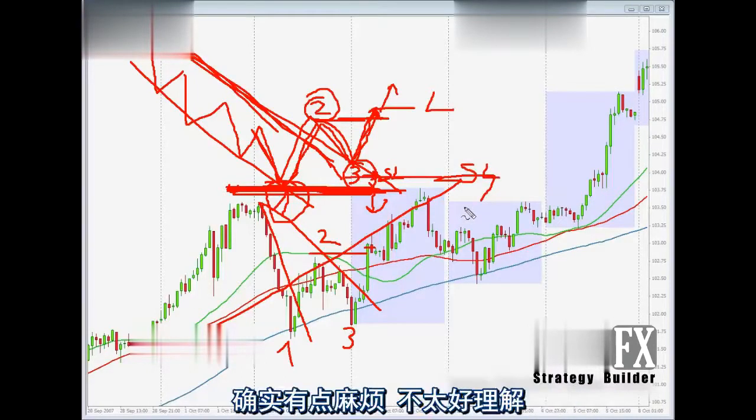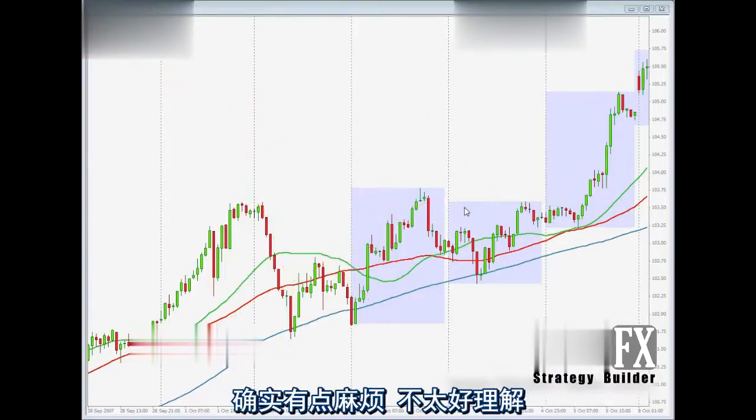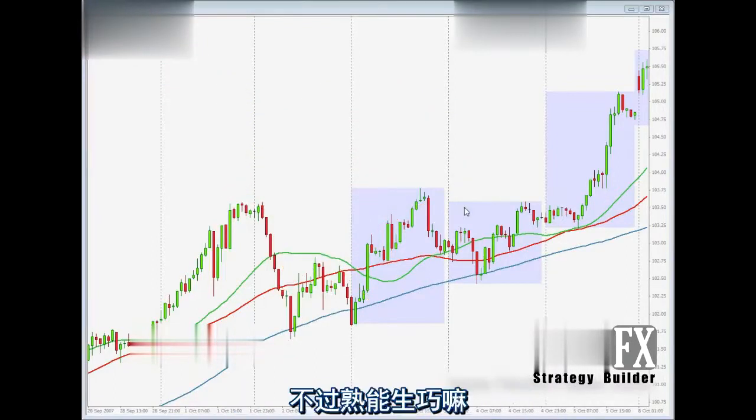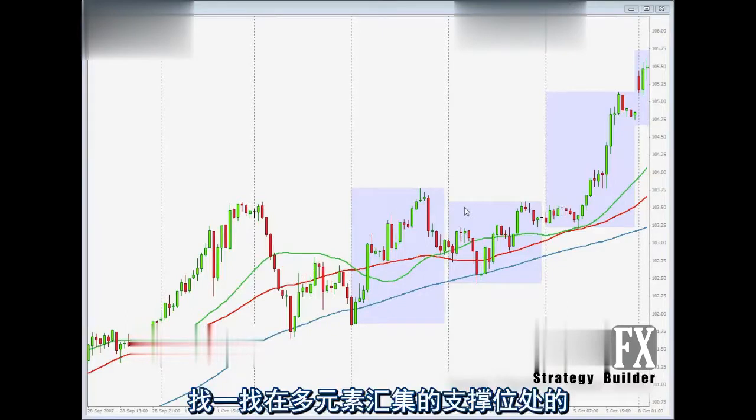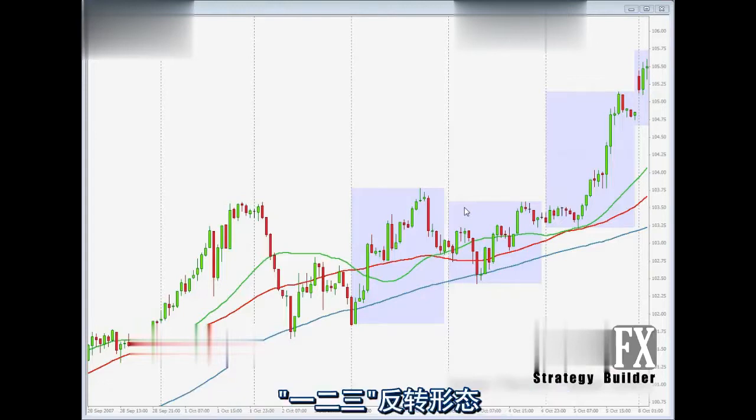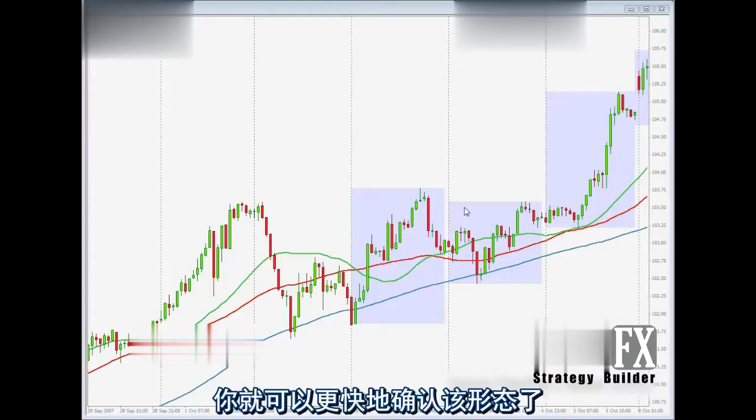Okay, I know this is a little bit messy and a little bit confusing, I know that, guys. It's just a matter of practice, really. It's just a matter of training your eyes, scrolling back in your chart, trying to spot 1, 2, 3 formations, a confluence of support and resistance, and always in the direction of the main trend.